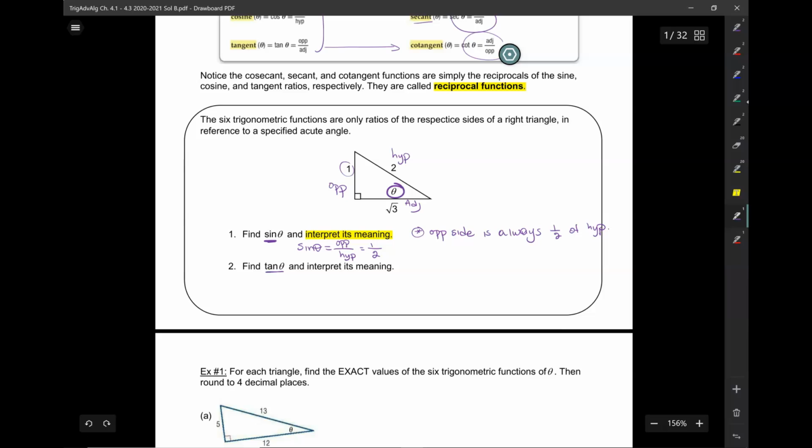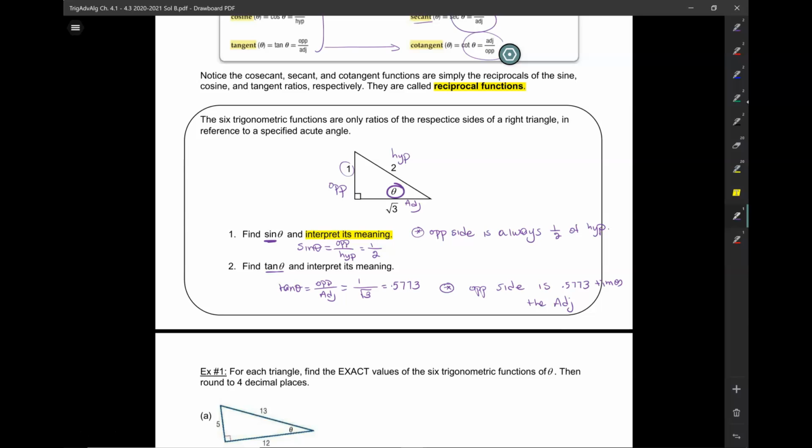Next we want to find tangent of theta. Tangent of theta is opposite over adjacent, so that's 1 over √3. I'm not really sure how much 1 over √3 is, and I can't really wrap my head around it. So when I plug it in the calculator, it's 0.5773. This means that the opposite side in this triangle is always 0.5773 times the adjacent.